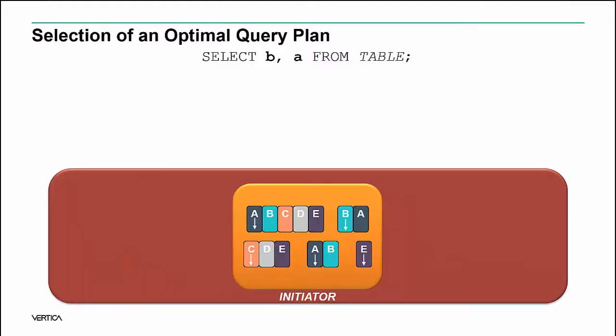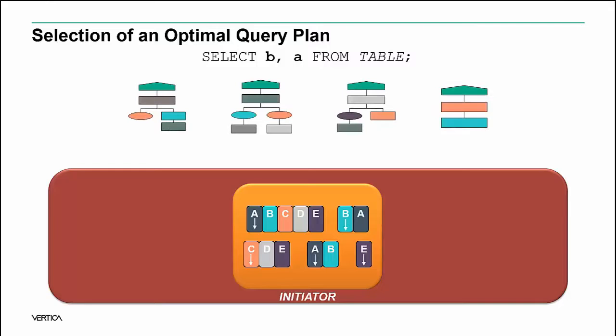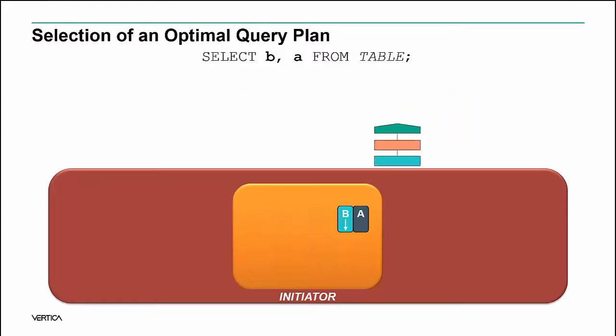The Vertica Optimizer component works on the initiator node. It examines the query and generates several possible execution plans based on the existing projections. Each of these plans is evaluated to determine which has the lowest resource cost. The lowest cost plan is selected, and the projections that will be used for that plan are identified.